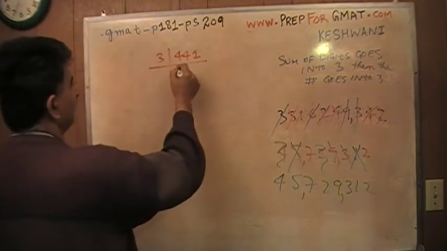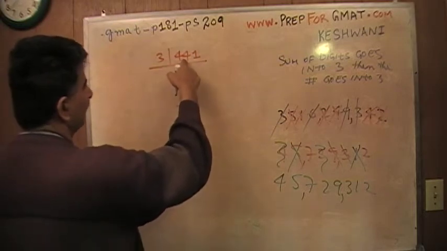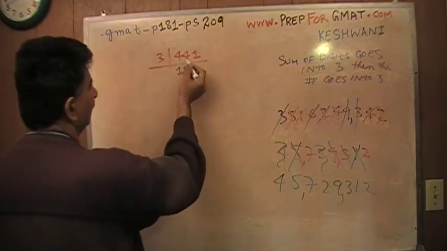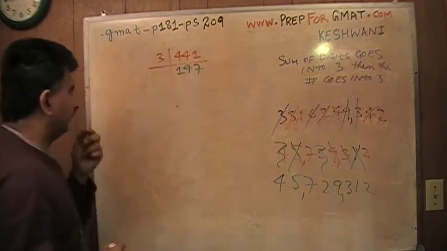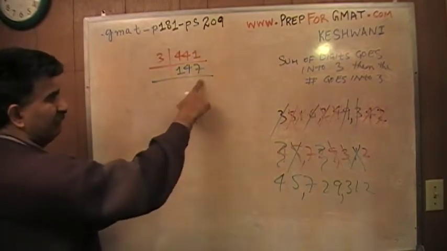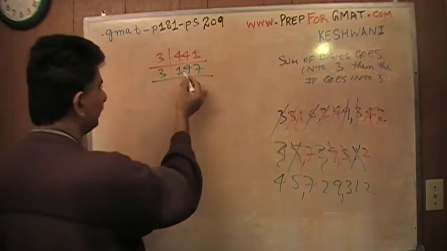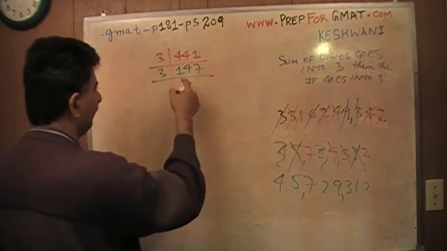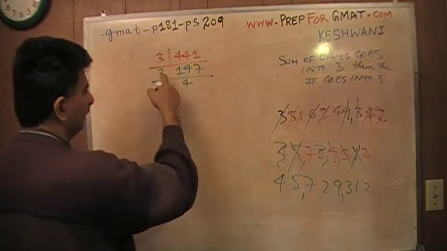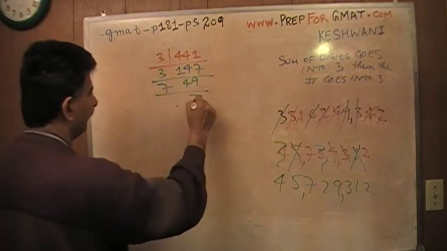So let's divide by 3. 4 goes into 3 one time, and then this becomes 14. 14 goes into 3, 12 4 times, and then 2 comes over here, so it's 147. Since 1 plus 4 is 5, 5 plus 7 is 12, and 12 goes into 3, I'm going to try it one more time. 3 goes into 14 4 times, 12, and then 2 comes over here, becomes 27. 27 goes into 3 9 times. Let's divide into 7. There you go.